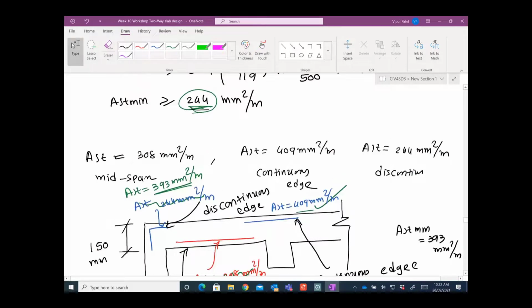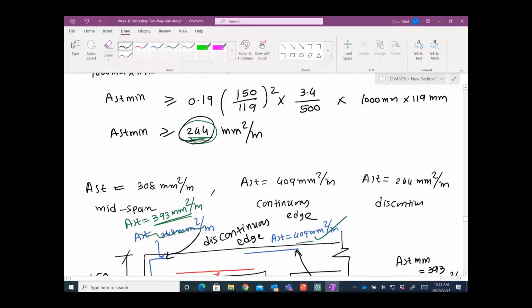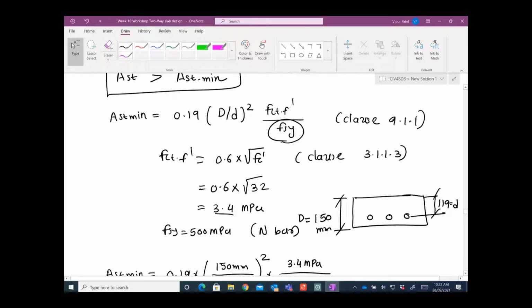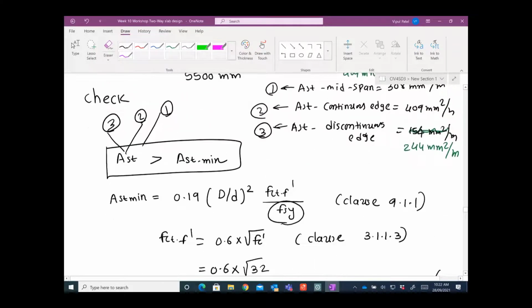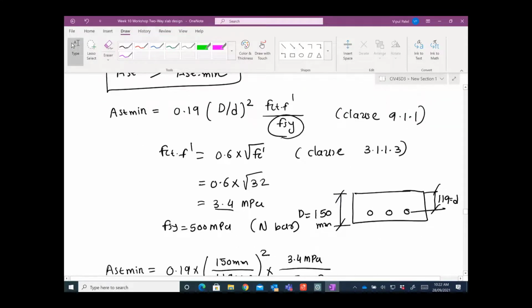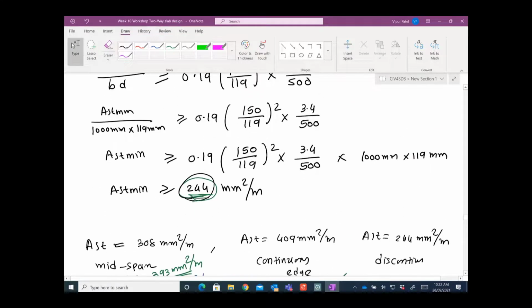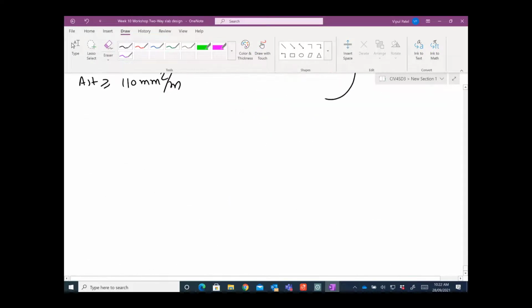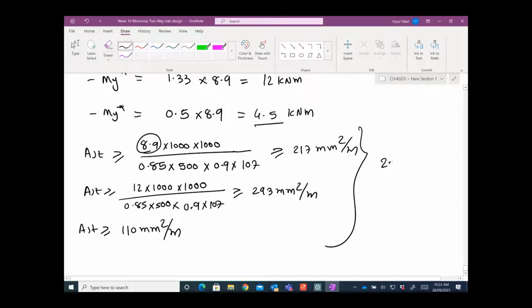What was that, please? This is 244, and again this is independent. Someone said you need to recalculate. No, if you recalculate, still it will give you the same answers. Okay, so you remember this close, that 0.19, and we calculate this 244. So make sure everything is greater than 244. I explained that one to you, right? 244 millimeters square per meter.